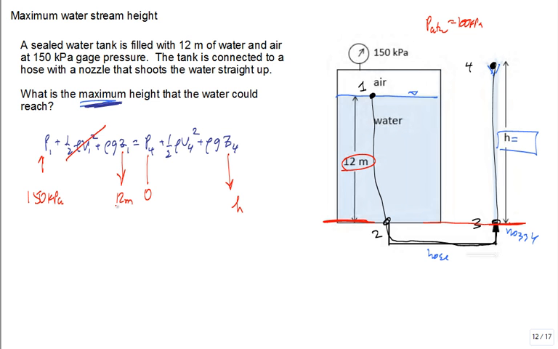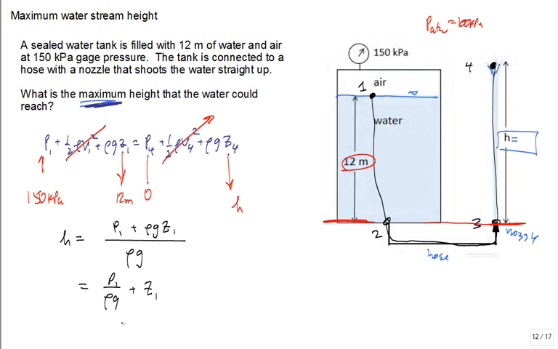Okay. So the other thing is, this is the maximum height. It's like the maximum height that a ball gets thrown in dynamics, right? What about the velocity at 4 when it's at the maximum? It doesn't mean the velocity at 3 is 0. No. It means the velocity at 4 is 0. Okay, I think we're ready to then say height is going to be the pressure at 1 plus rho g Z1, divided by rho g. Or pressure at 1 divided by rho g, plus Z1.